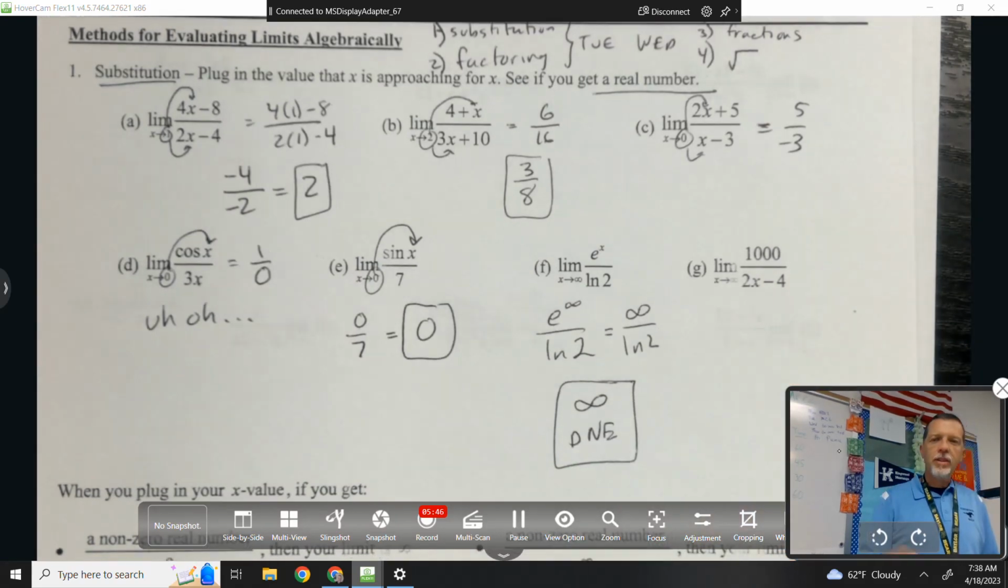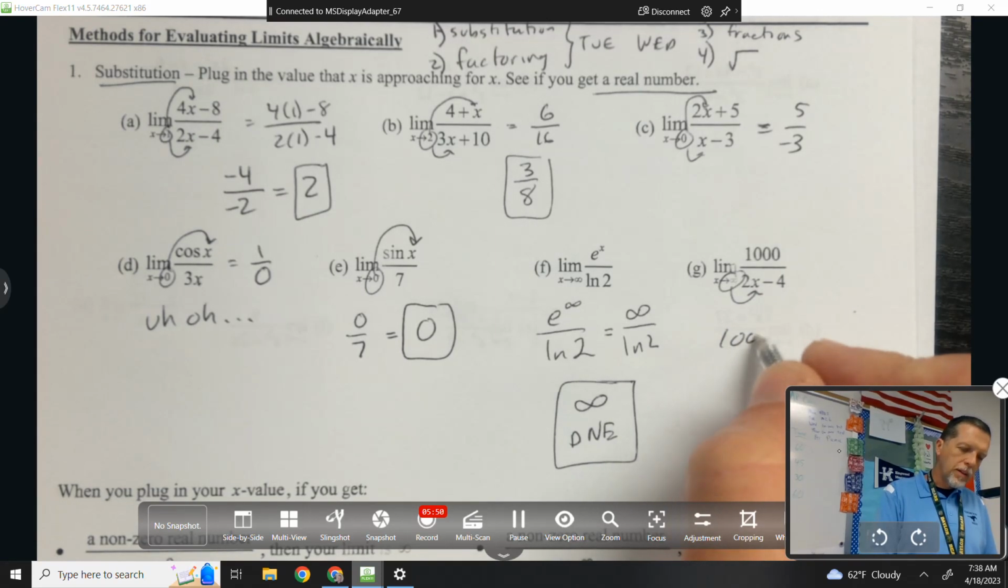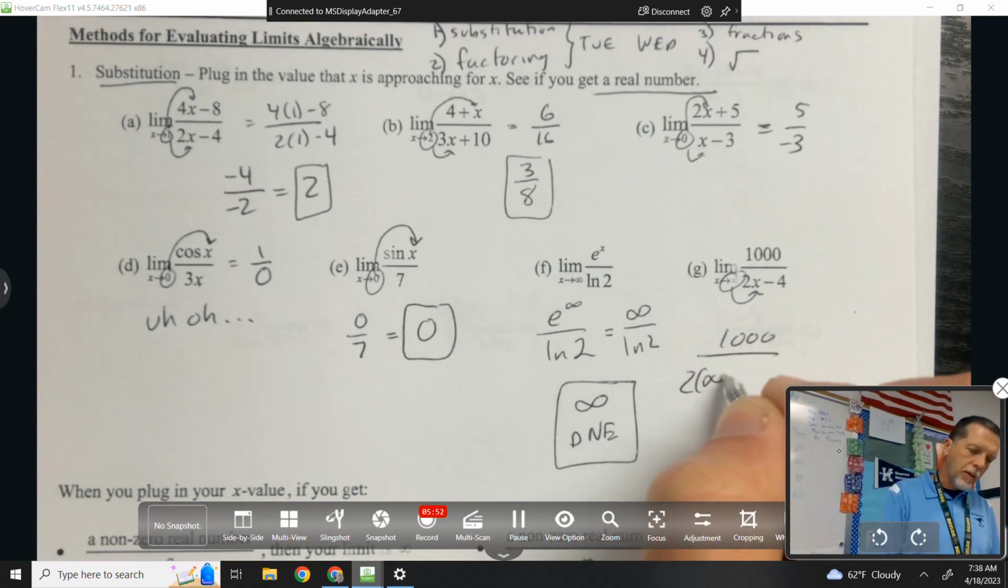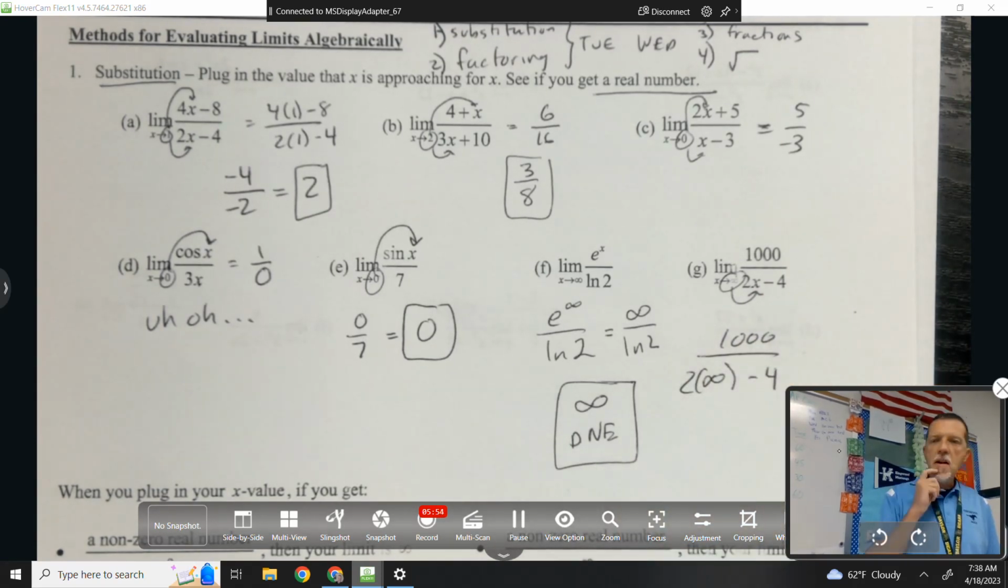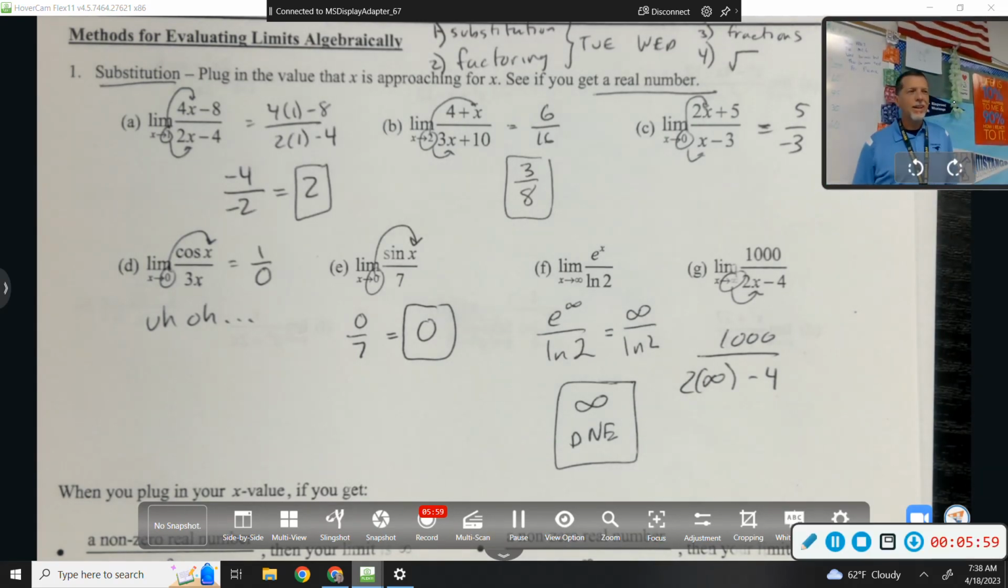All right, this last one. If we plug in infinity, which sounds kind of weird, but you could still think about it and see what happens. 1,000 over 2 infinity minus 4.